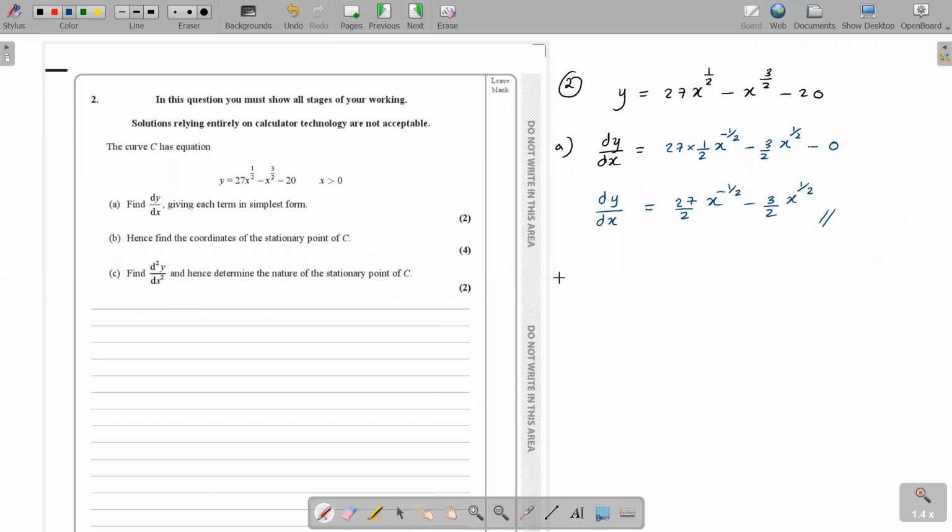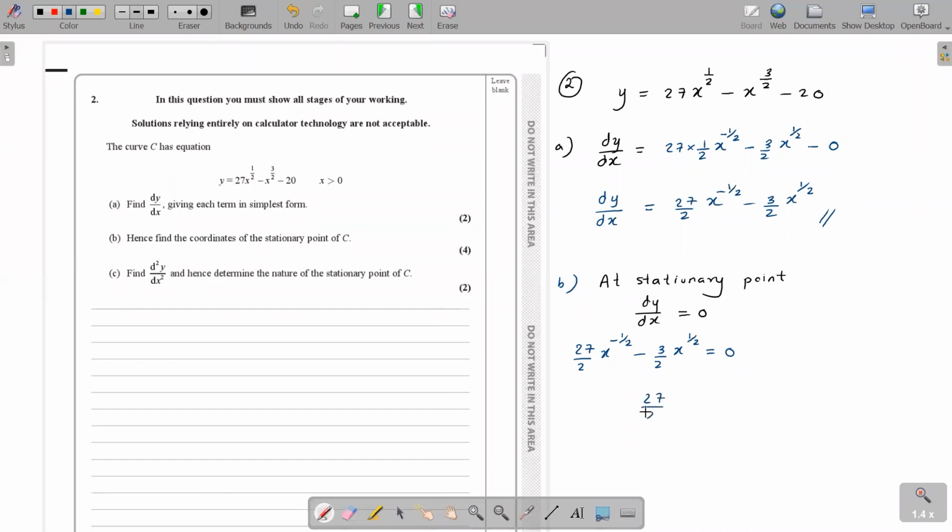Then let's move on to part B. Hence, find the coordinates of the stationary point of C. So what happens at the stationary point? At the stationary point, dy by dx equals 0. So I get here 27 over 2 x to the power minus half minus 3 over 2 x to the power half equals 0. So we need to make x the subject here.